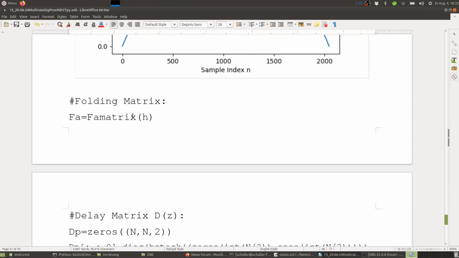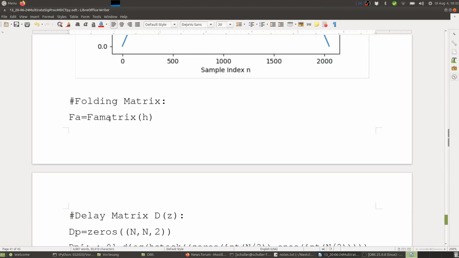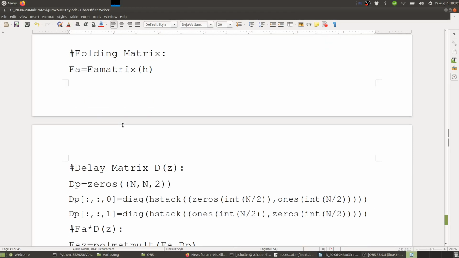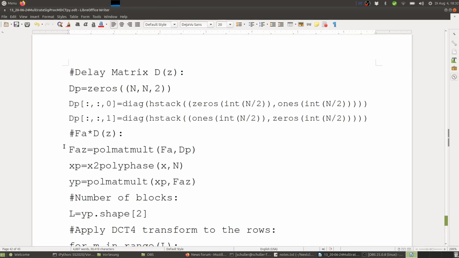Then we construct our folding matrix FA from our function h. And this h was our sine window, right? So the sine window is used to construct our folding matrix. So remember, the folding matrix depends only on our prototype filter. Then we have our delay matrix D of z using three-dimensional tensors here. Again, our diagonals. Then we have our FA of z using the polmatmult function, FA times D.